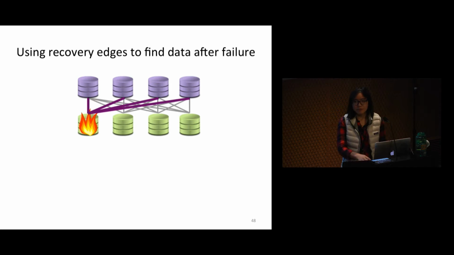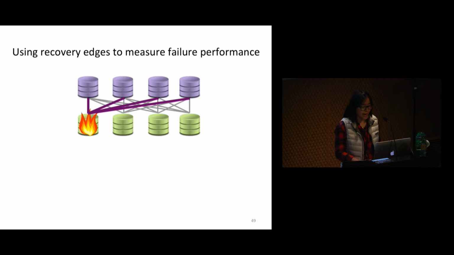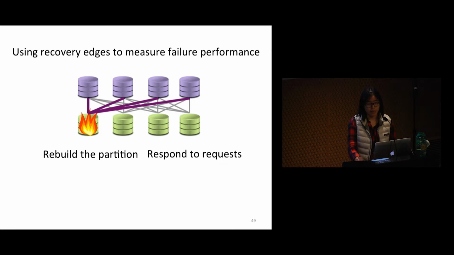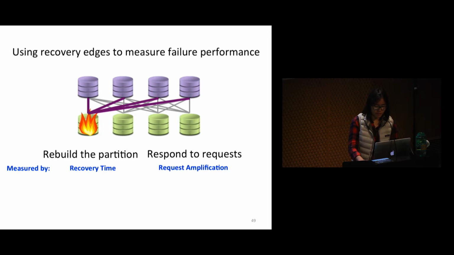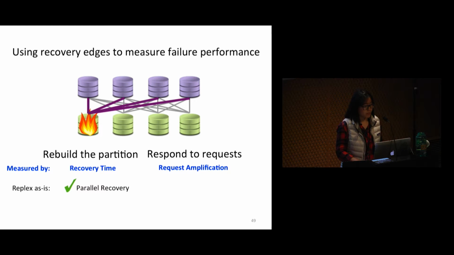Okay, now let's use this diagram to evaluate how we're doing during failure. Remember, we wanted to do two things. We wanted to both rebuild the partition and respond to client requests. We're going to measure these two things by recovery time and request amplification, respectively. Okay, so in Replex as is, this is great for recovery time, because we're basically parallelizing recovery across all the purple partitions. But this is terrible for request amplification because now we need to send all requests to every single purple partition.